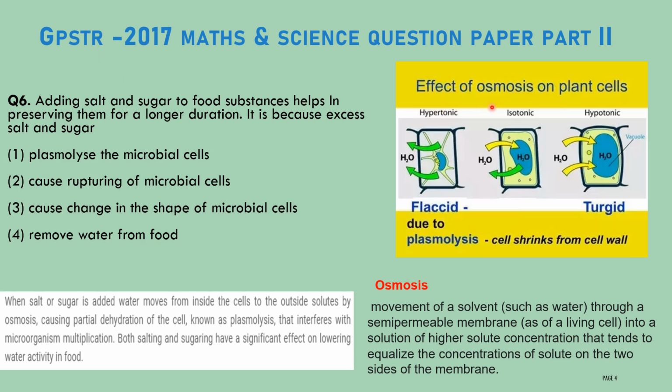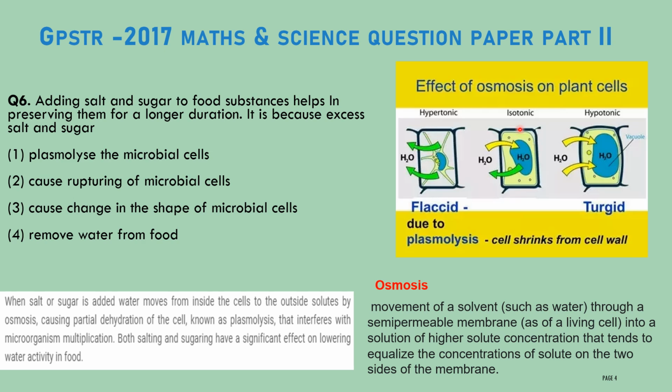Let us discuss the effect of osmosis on plant cells. You can see 3 types of solution. One is hypertonic, another one is isotonic, another one is hypotonic. In the case of hypertonic, the concentration of the solute will be more compared to the concentration of the solvent. Therefore, the solvent will move from the inner cell to outside. From inside the cell to outside you can observe the water movement. That type of solution is hypertonic.